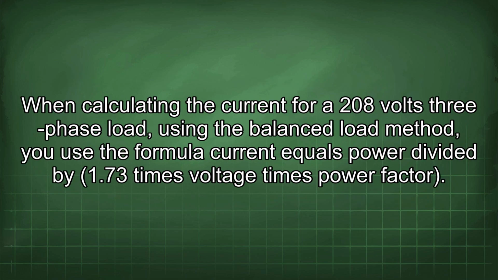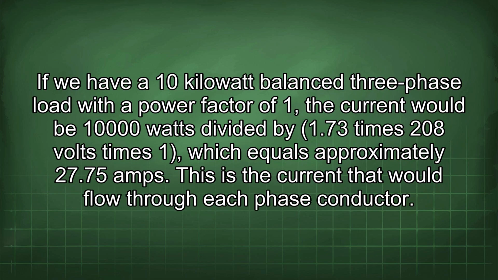When calculating the current for a 208 volts three-phase load using the balanced load method, you use the formula: current equals power divided by 1.73 times voltage times power factor. If we have a 10 kilowatt balanced three-phase load with a power factor of 1, the current would be 10,000 watts divided by 1.73 times 208 volts times 1, which equals approximately 27.75 amps. This is the current that would flow through each phase conductor.